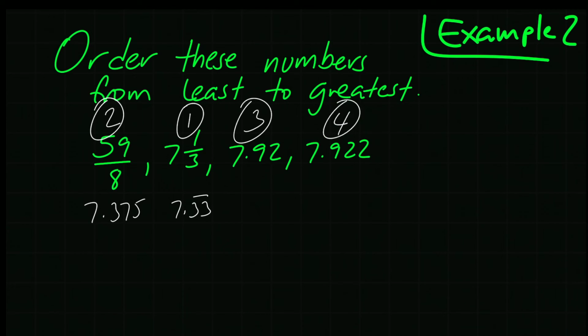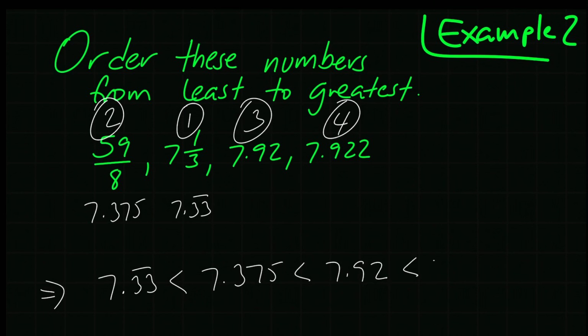So if I organize this from least to greatest, it would be 7.33 repeating is less than 7.375, which is less than 7.92, which is also less than 7.922. And that's it.